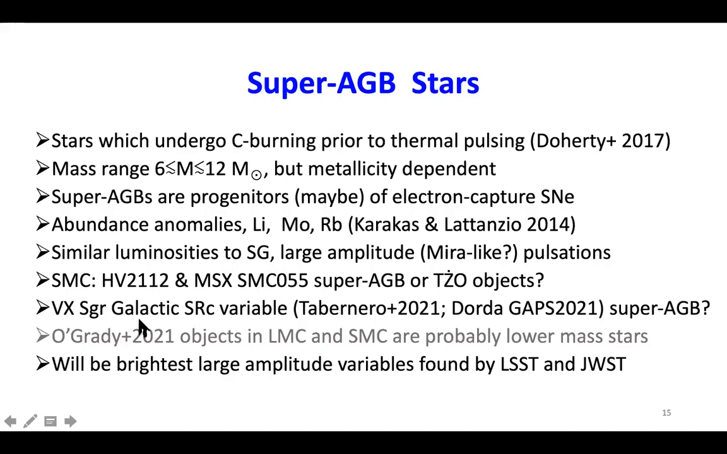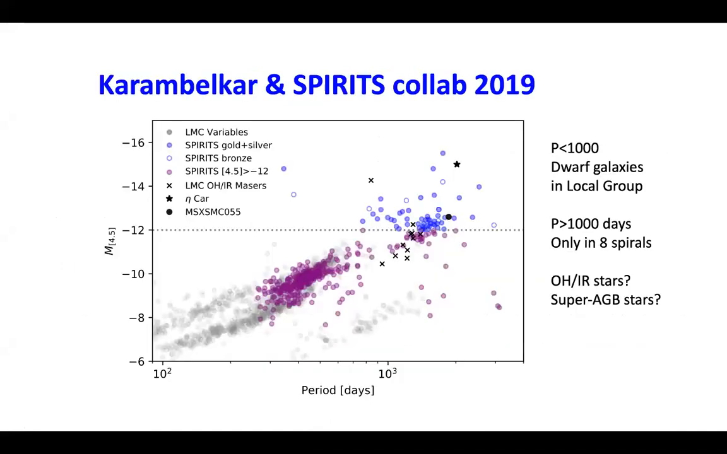Very recently, it's been suggested that VX Sagittarii, the SRc galactic variable, is also a super AGB, and there's a talk about that in the contributed talks as well. I think the argument for that is good. It doesn't have Mira-like pulsations, but it does have very large amplitude variability. What's certain is that these stars, assuming they exist, will be among the brightest large amplitude variables found in nearby galaxies by the Rubin telescope, the LSST, and they will very probably be bright in JWST because of the heavy mass loss.